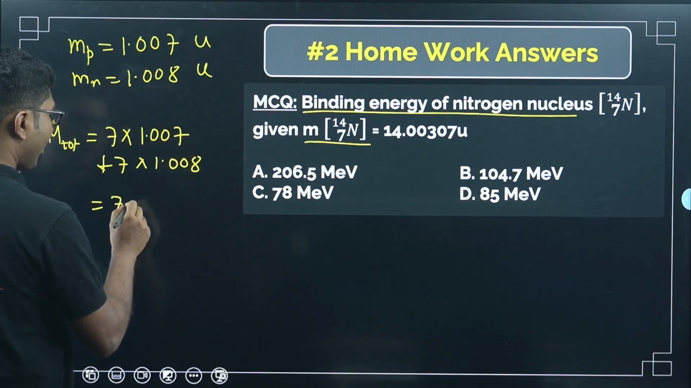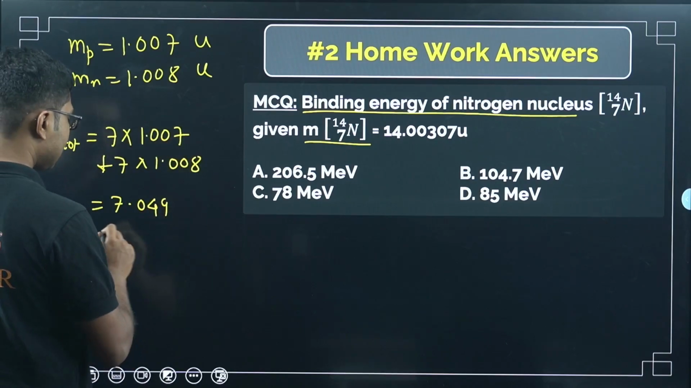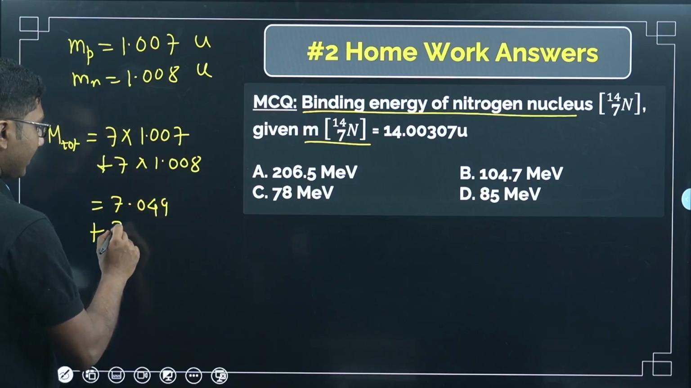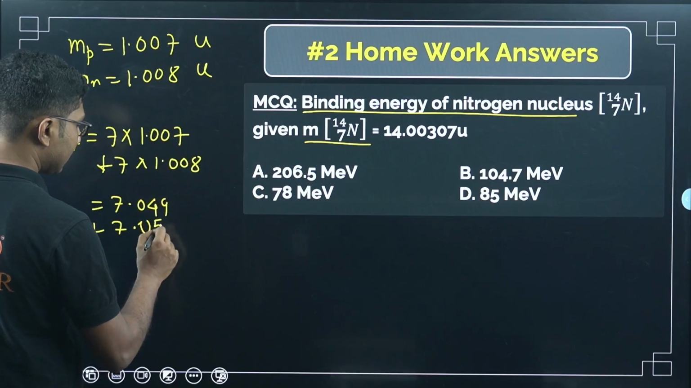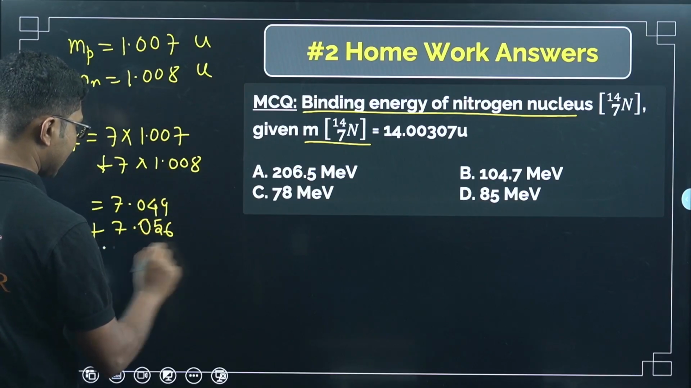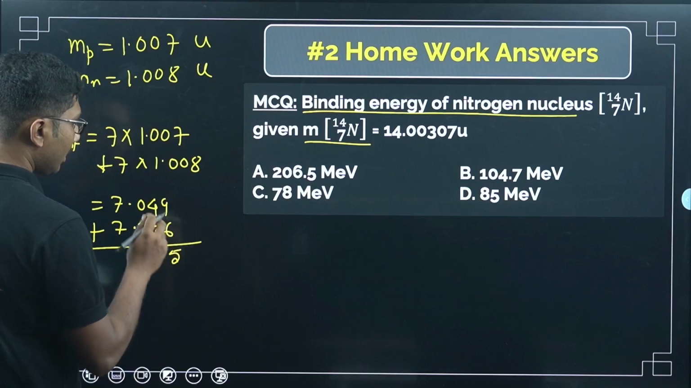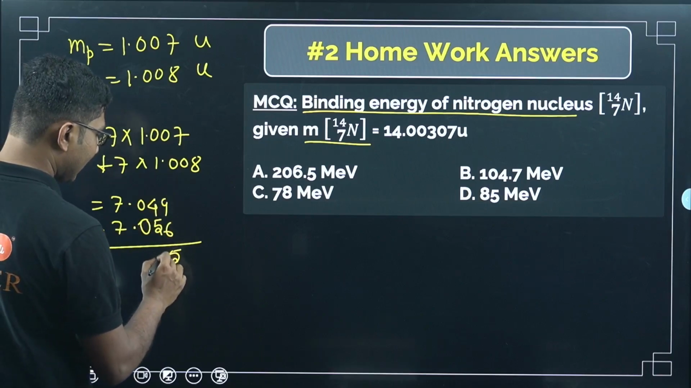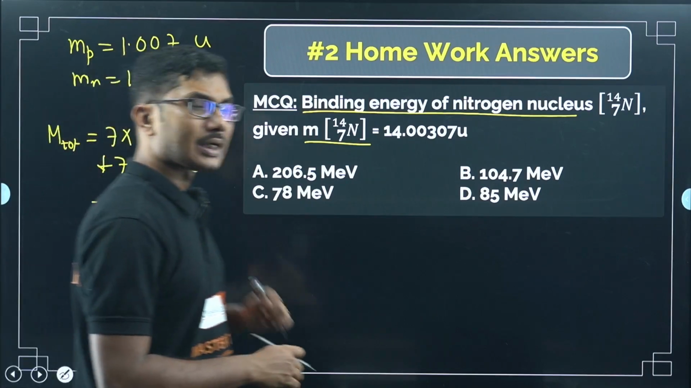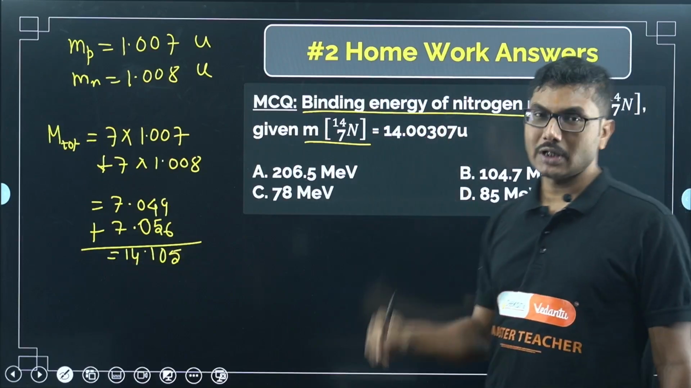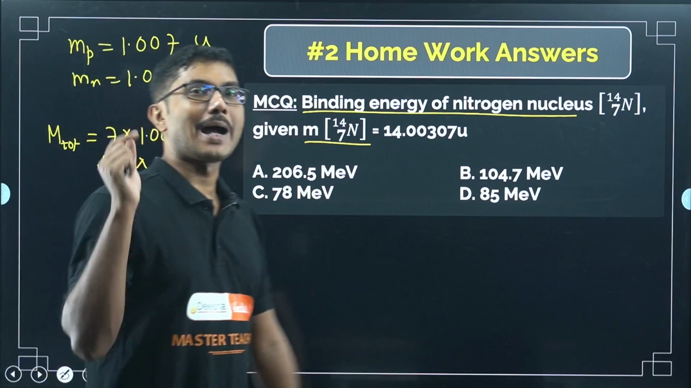Now let's complete this addition. 7 times 1.007: 7 sevens are 49, so 4 with a carry of 4, giving 7.049. 7 times 1.008: 7 eights are 56, giving 7.056. Just add them: 9 plus 1 is 10, so 14.105. As you see, the mass of the constituents is more than the mass of the nucleus, right?